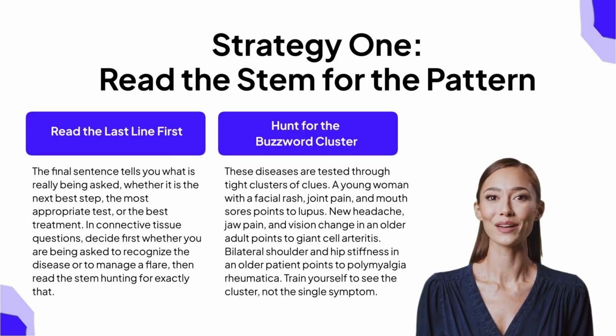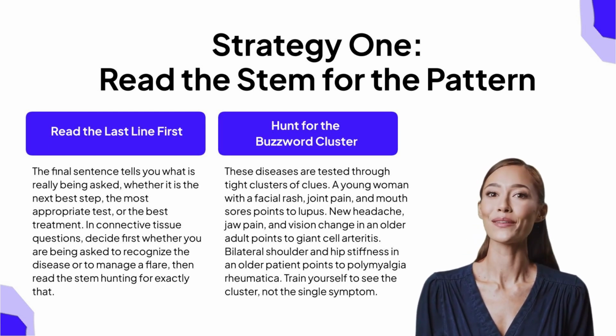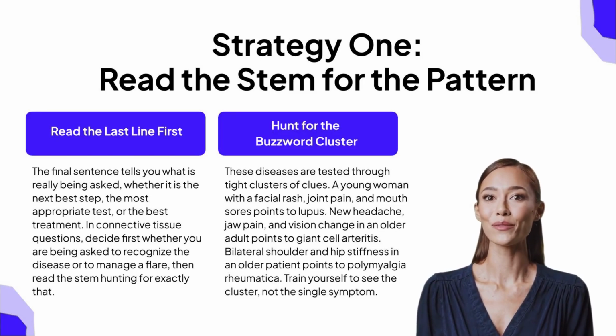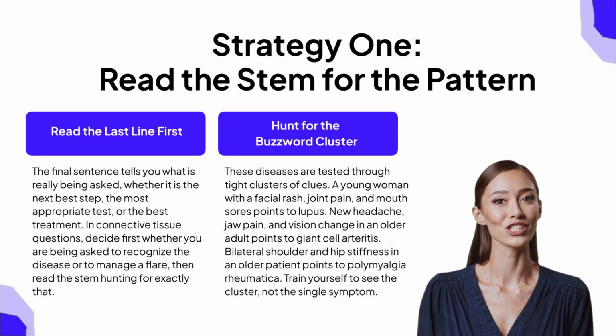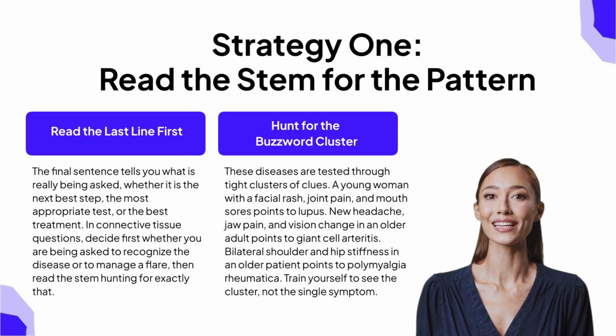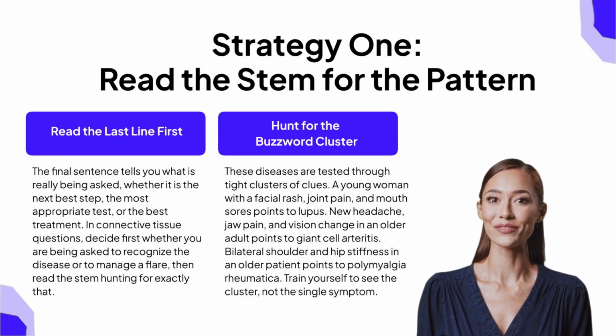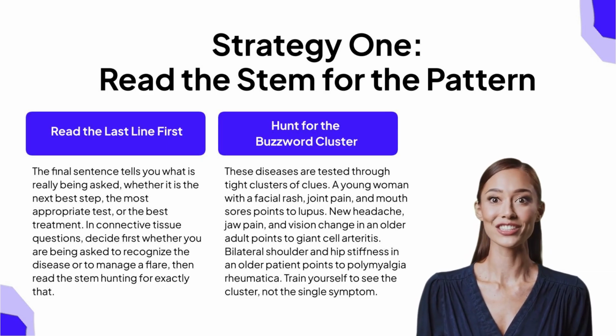Now, the most important habit for these diseases is to hunt for the buzzword cluster, because connective tissue questions are built from tight groups of clues. A young woman with a facial rash, joint pain, and mouth sores points you to lupus. A new headache, jaw pain on chewing, and a vision change in an older adult points to giant cell arteritis. Aching and stiffness in both shoulders and both hips in an older patient points to polymyalgia rheumatica. Train yourself to see the whole cluster, not just one symptom, and the diagnosis will often name itself.